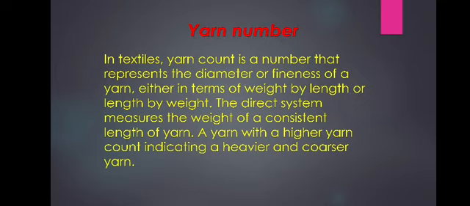Then the yarn number. In textiles, yarn count is the number that represents the diameter or the fineness of a yarn, either in terms of weight by length or length by weight. The direct system measures the weight of a consistent length of yarn. A higher yarn count indicates a heavier and coarser yarn. As the yarn number increases, the coarseness of the yarn also increases, as well as its weight. As the number increases, its strength also increases, as well as the weight and the coarseness of the yarn.